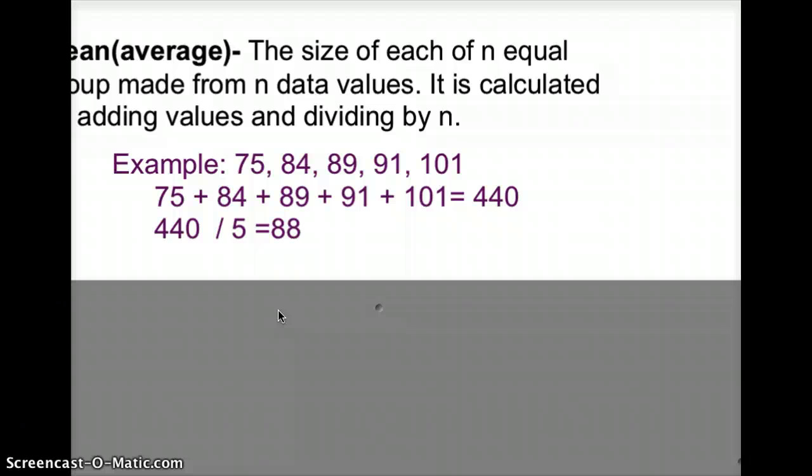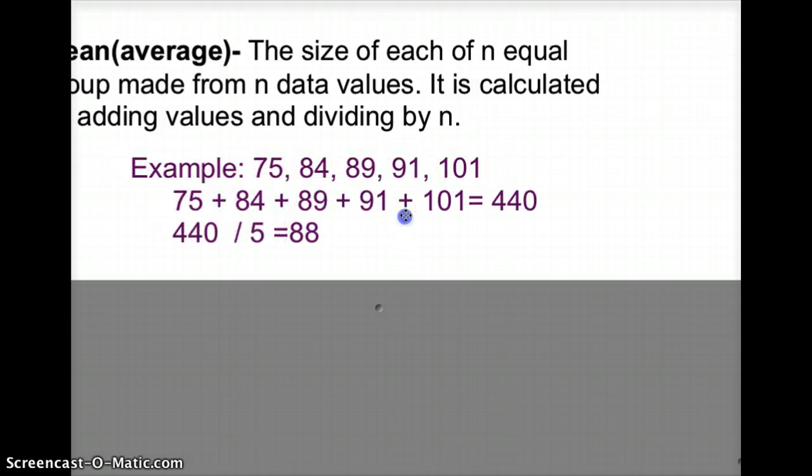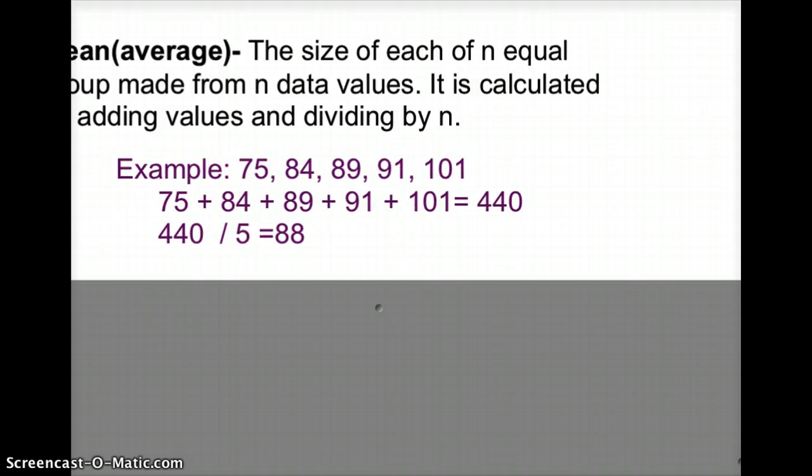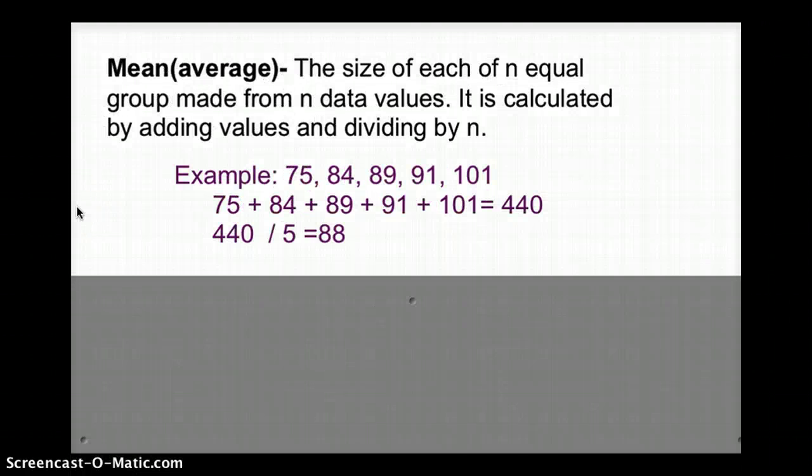For example, if you had the numbers 75, 84, 89, 91, and 101, you would add all of those numbers up to get a total of 440. You would divide those numbers by 5 to get 88. Alright, so make sure you get this entire definition down in your notebook.